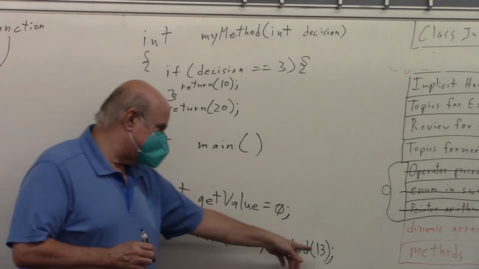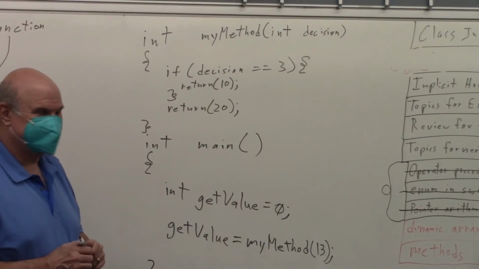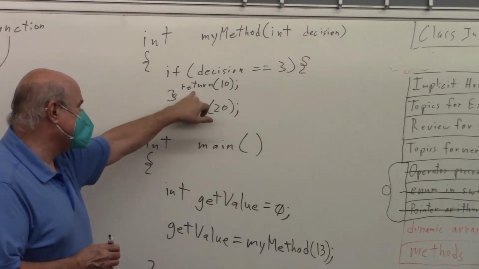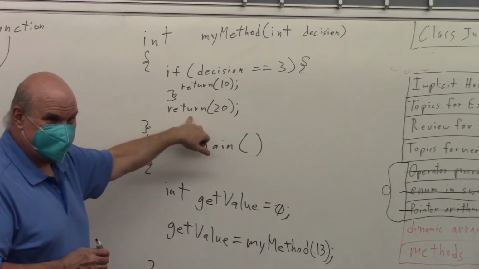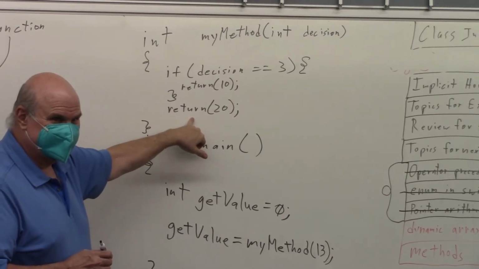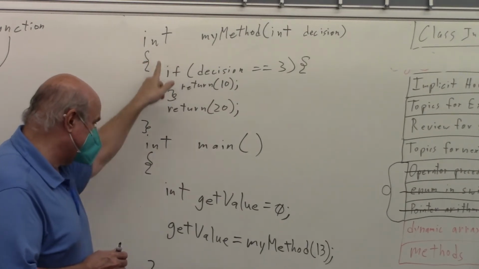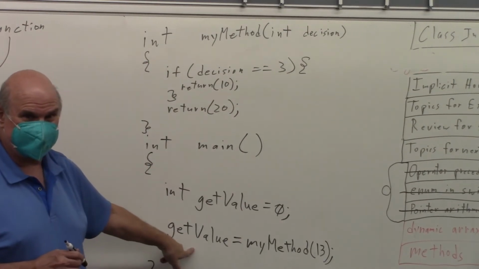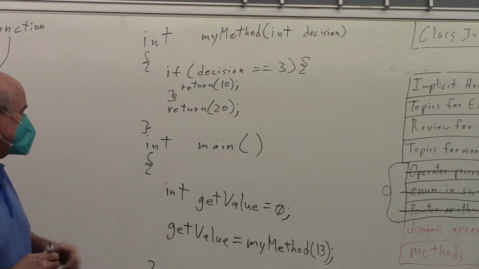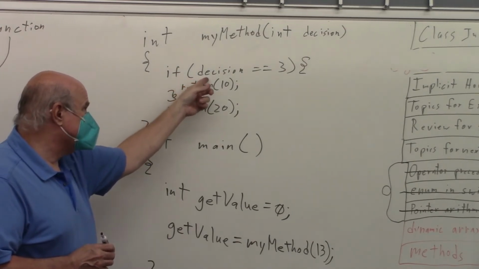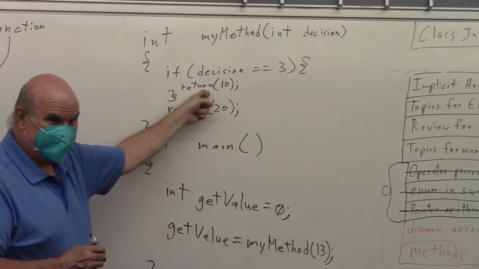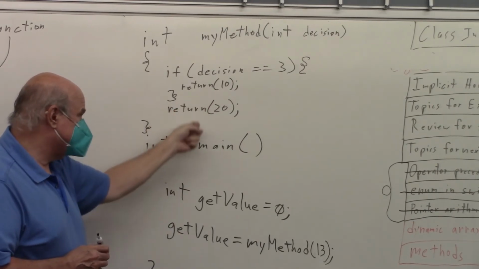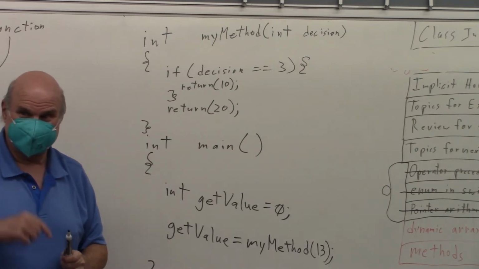Is 13 equal to 3? No. So it will not execute that because this is false. So then it will come on down and execute return 20. So it will return 20 for the integer value and assign 20 to getValue. Right? Because this if statement was false. Because this is false, it does not execute the body of the if statement, and then simply continues executing.